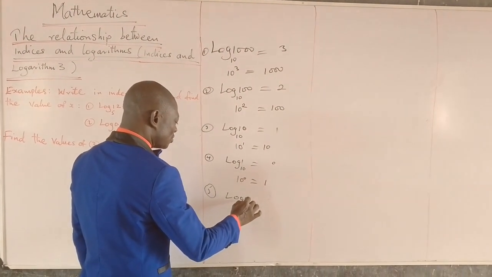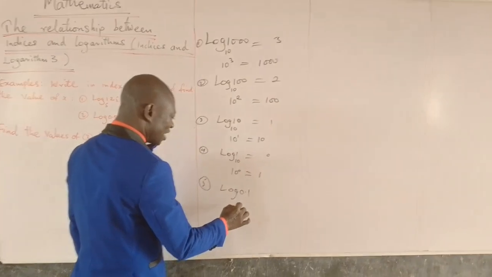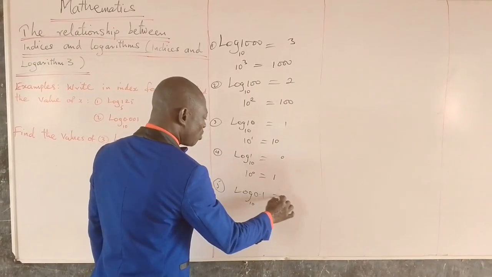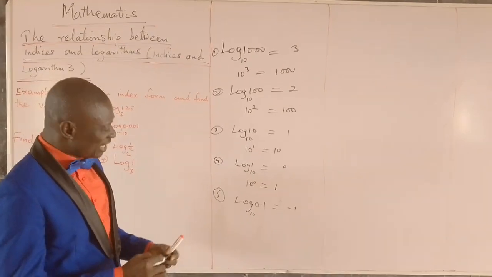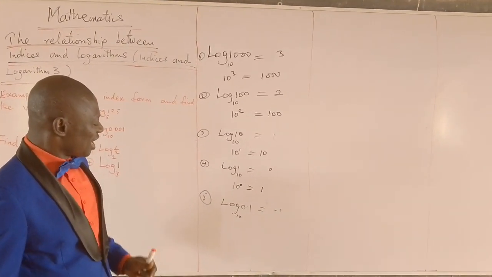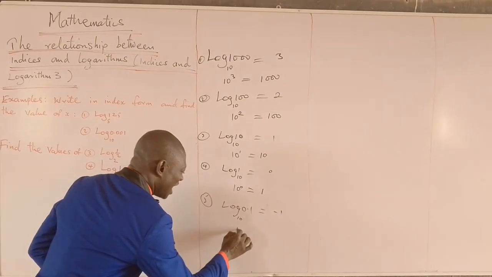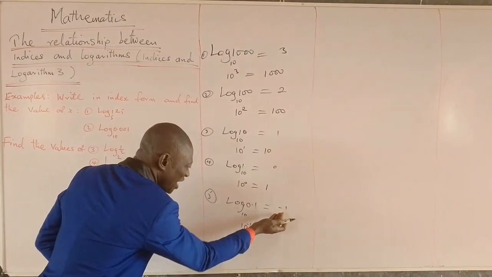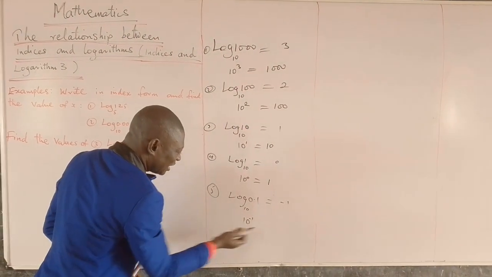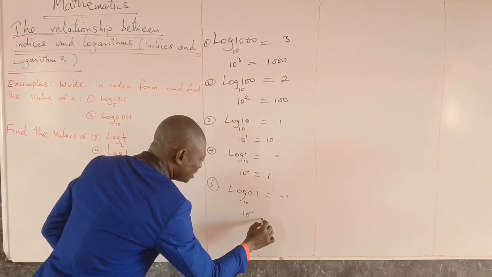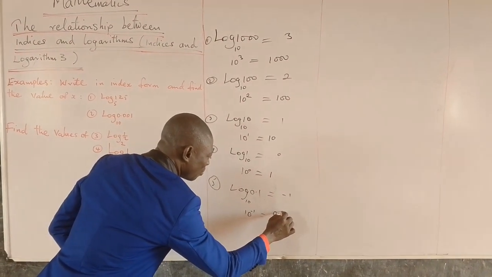Okay, in the fifth one, let us see what we can explore. Log 0.1 in base 10 is equal to minus 1. Are you surprised that it's moving in that order? Then, let's see. 10 raised to the power minus 1, we are bringing this to be the index of this. 10 raised to the power minus 1 is equal to 0.1.